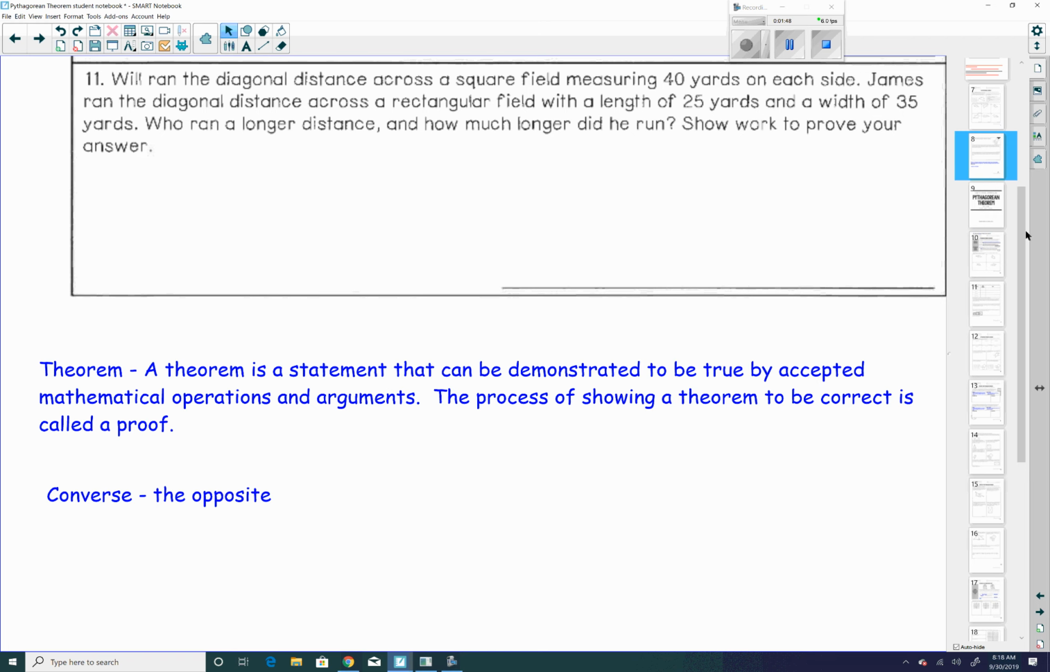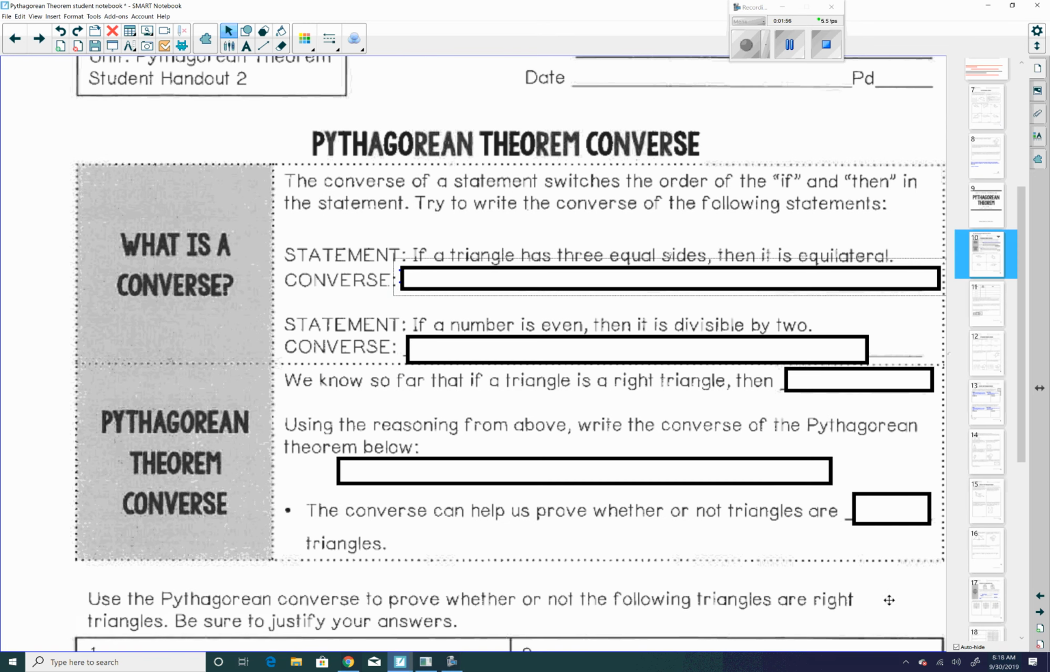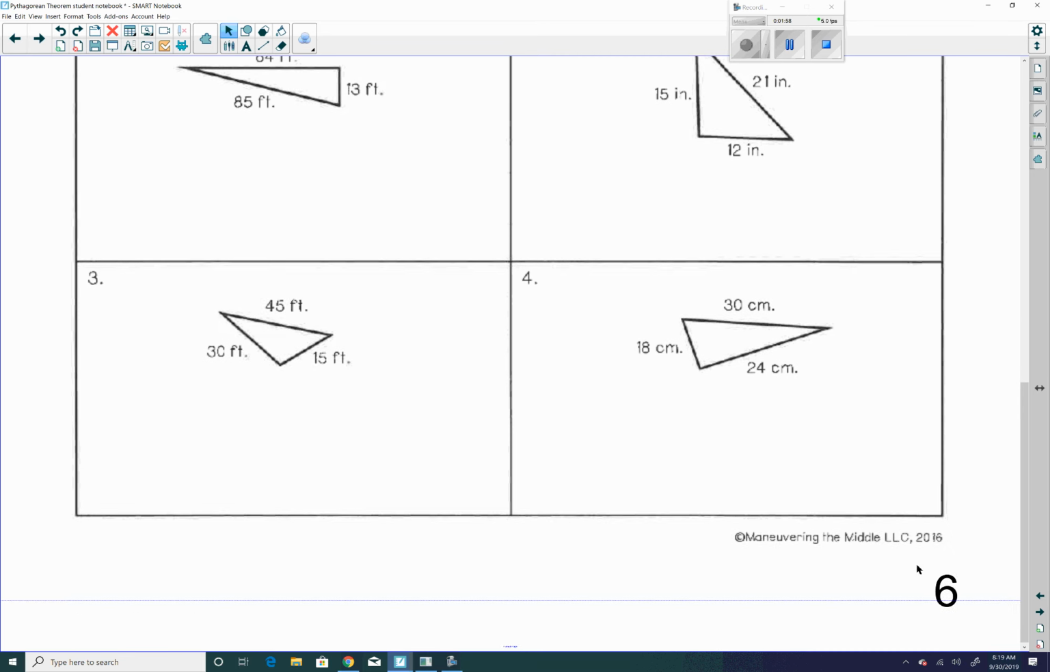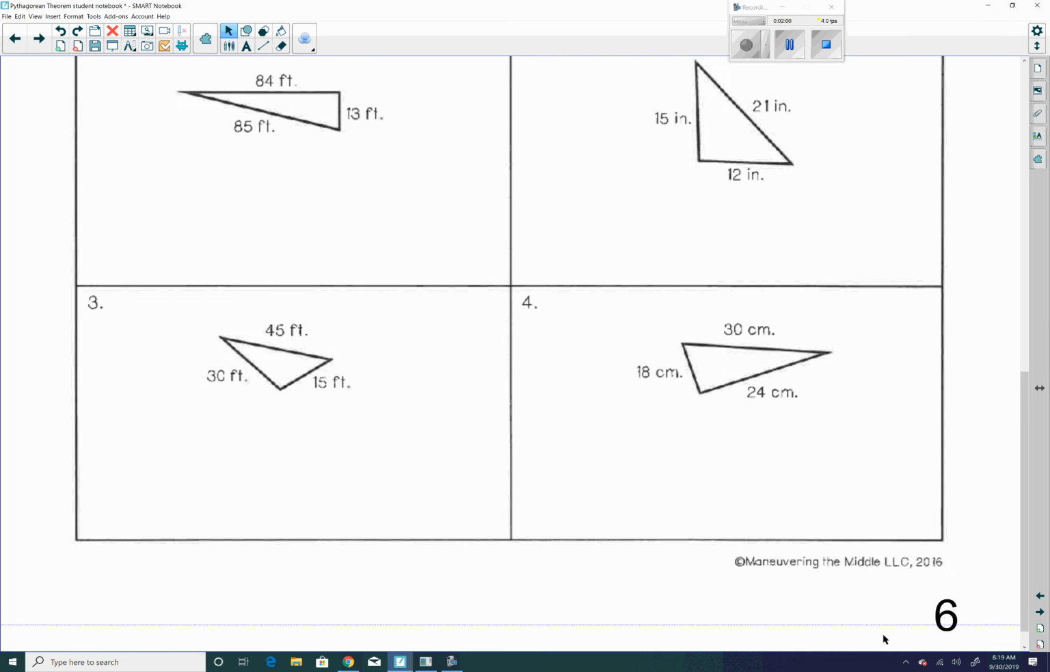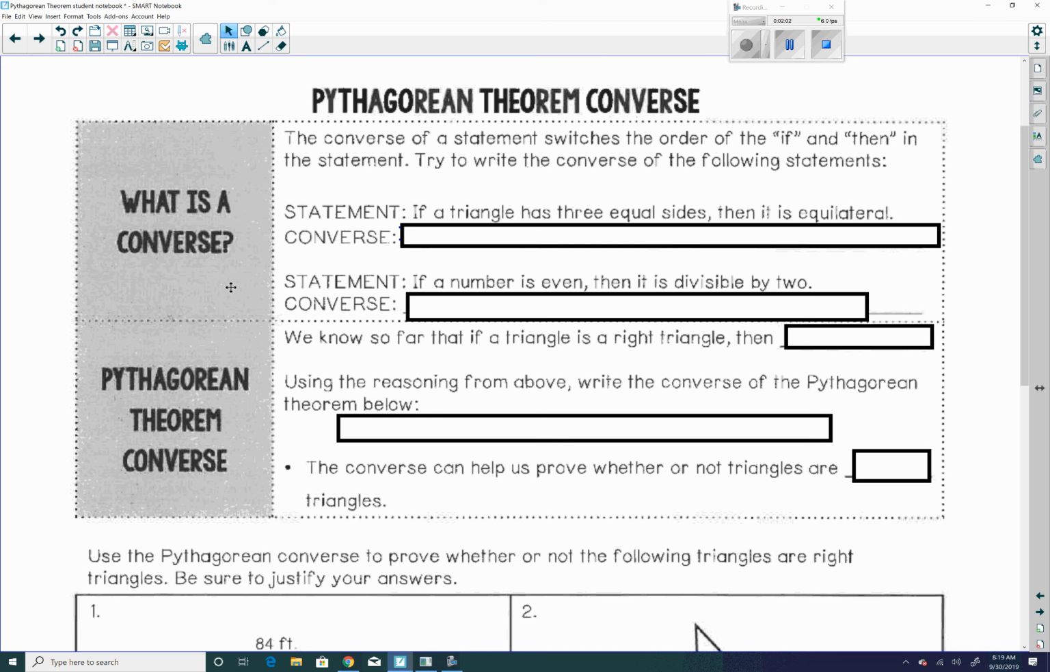So go ahead and finish copying down these definitions. You can, of course, use a shorthand if that's easier for you. And then we're going to turn back to our lesson page, page 6. Or again, if you numbered a little bit differently, it might be a different page number, but at the top it should say Pythagorean Theorem converse. So the converse of a statement switches the order of the if and the then in the statement.